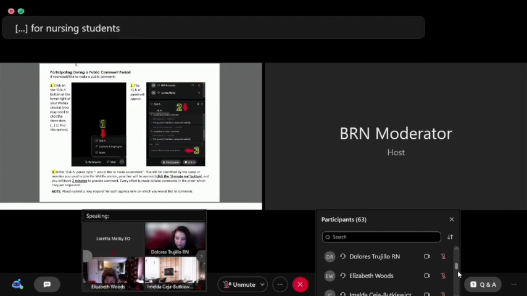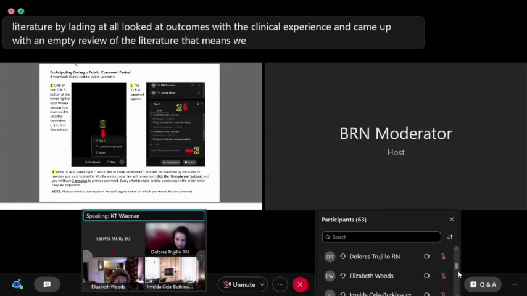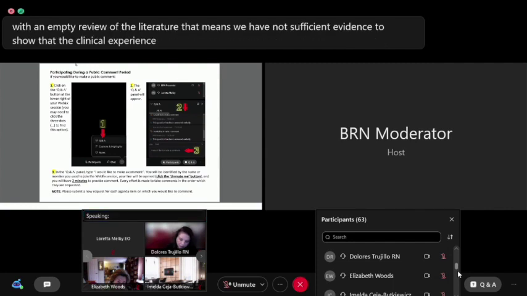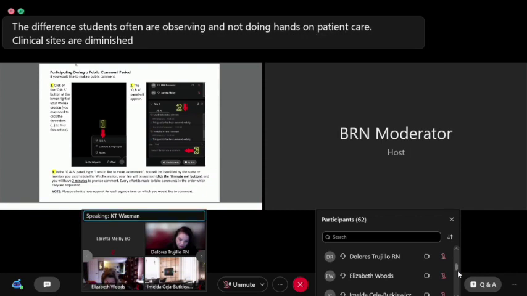I also want to point out that a recent systematic review of the literature by Layton et al. looked at outcomes with the clinical experience and came up with an empty review of the literature. That means we do not have sufficient evidence to show that the clinical experience actually makes a difference. Students often are observing and not doing hands-on patient care. Clinical sites are diminishing.